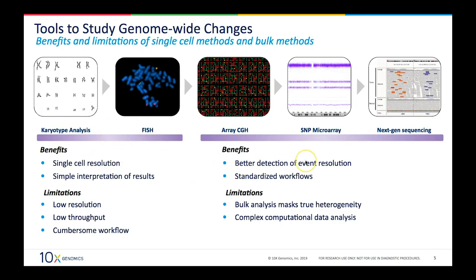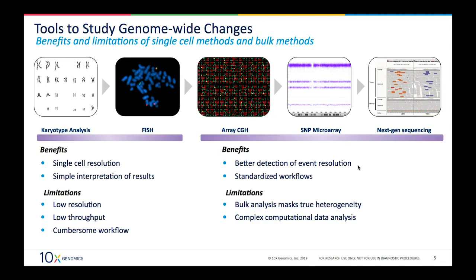Some other tools that were developed include array CGH, microarrays and next-gen sequencing. They have better resolution, and the workflows are relatively standard, so they're less cumbersome. However, these tools are bulk analysis, which means that, again, if you have a clone that is present at 1 or 2%, it's going to be hard to identify, because the bulk of the population is going to hide the differences that happen at the single-cell level or at a low clonal fraction.